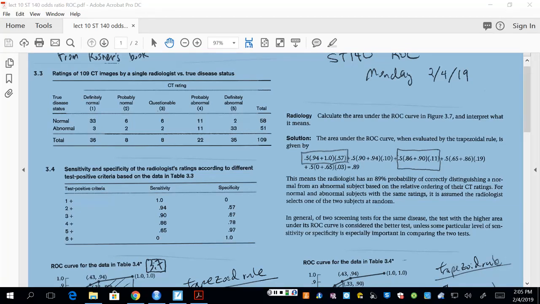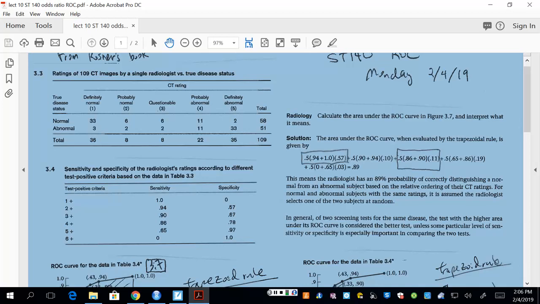That corresponds to a sensitivity of 94.94, because of the 51 that are abnormal, right? Oh, I'm going the wrong direction. So something like, let's say 4 or more. 4, 5, 6, probably abnormal or abnormal. We call those abnormal. We get 44 out of the 51. 44 out of 51 is our 0.86, 86%.